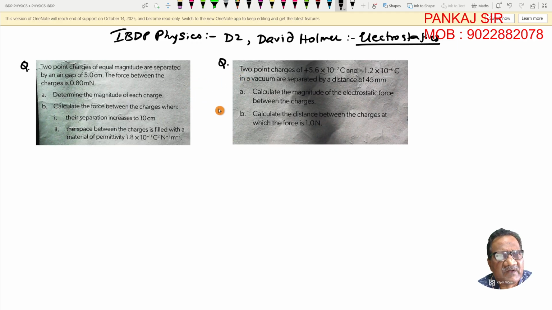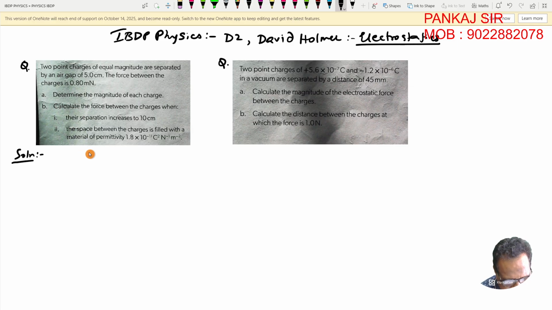screen one by one. So let us get started with the first one. The first one says that two point charges of equal magnitude are separated by an air gap of 5 centimeter. The force between the charges is 0.80 millinewton. A is determine the magnitude of each charge. B is calculate the force between the charges when these are the two conditions. So let us get started with the information given in the question.